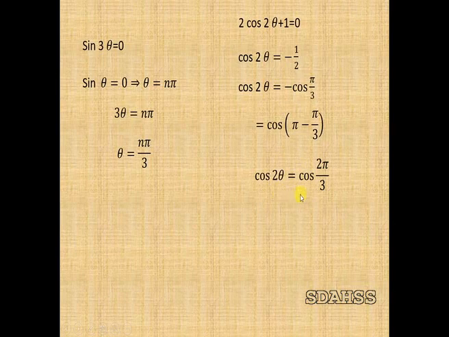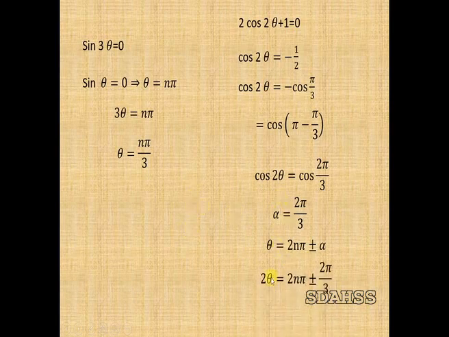Now this is of the form cos theta is equal to cos alpha. So here alpha is equal to 2 pi by 3. Cos theta is equal to cos alpha means theta is equal to 2n pi plus or minus alpha. So apply this formula. In the place of theta you have to write 2 theta, so 2 theta is equal to 2n pi plus or minus, in the place of alpha substitute 2 pi by 3. Divide the whole equation by 2. So you have theta is equal to n pi plus or minus pi by 3, where n belongs to Z.